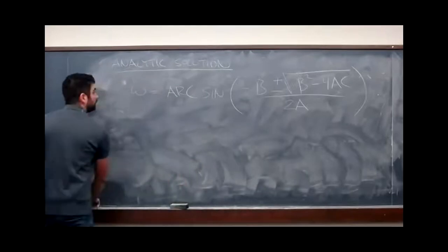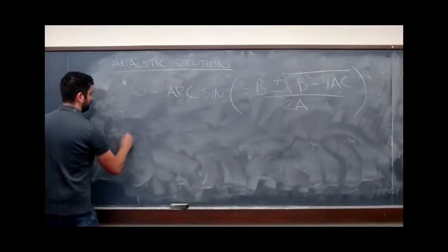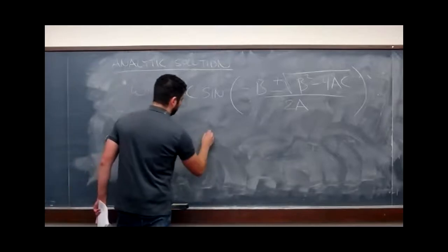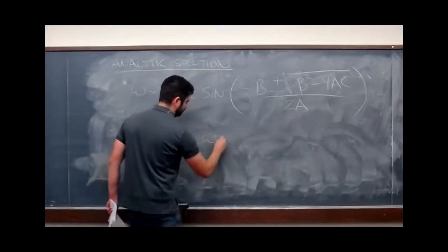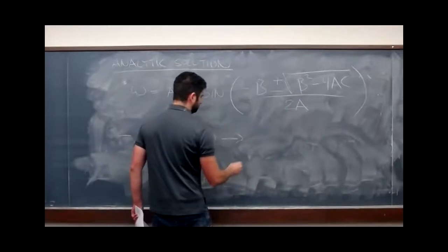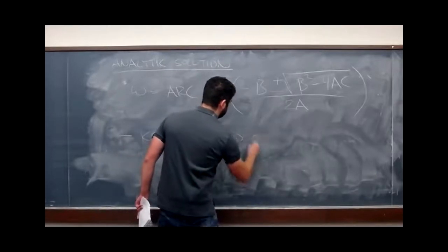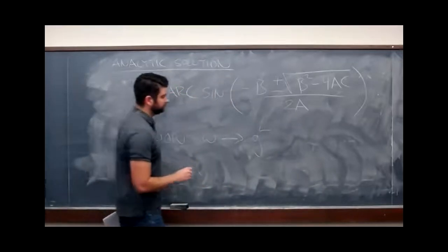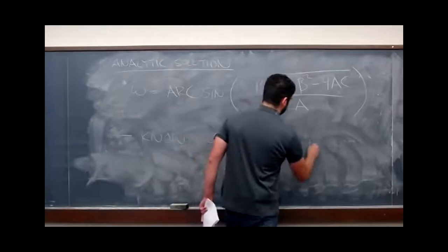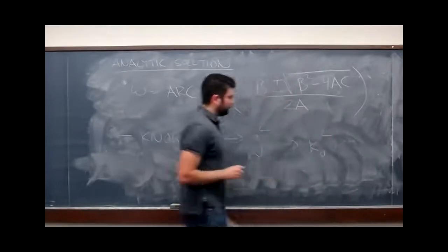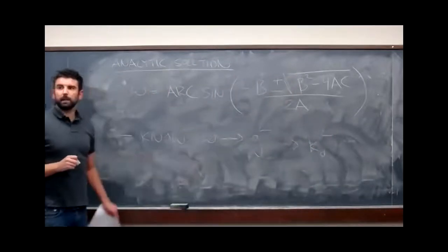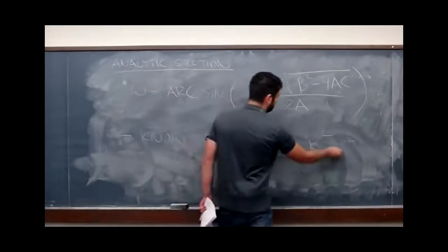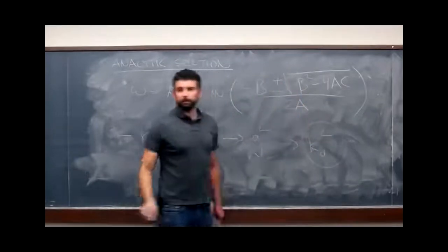So now you know omega. So you know how G must be oriented in the lab frame. And you know the wave vector of the diffracted beam in the lab frame. So this is it. You're done.